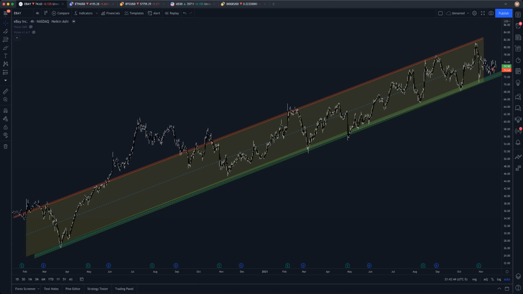So if you see a channel, if it's not there, it's not there. So don't try to force it. But if you see a channel on something, go ahead and draw a full box on the whole thing, or just draw the middle line on the whole thing.